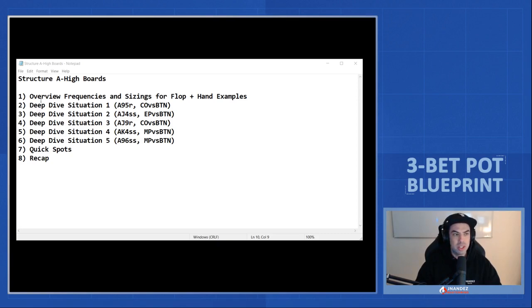So we're first of all going to start off today by introducing the ace-high board texture, looking into an overview of frequencies and sizing preferences on the flop. And I'm also giving you hand examples to make it more clear when to use what kind of bet sizing. And then we're going to dive deeper into 5 different examples of different board textures, but also into different transitions, starting off with ace-9-5 rainbow.